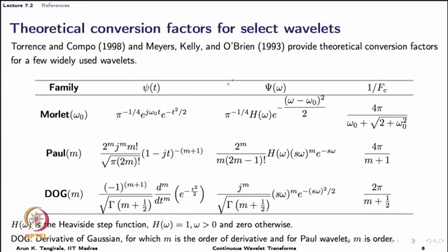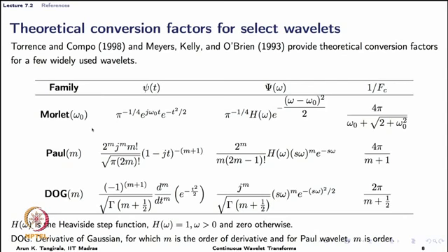Now, it is possible to theoretically compute the center frequency, as I mentioned early on in this lecture, for a few wavelets, and this was reported by Meyers et al. in 93 and then again by Torrence and Compo in 98 in their very nice papers on practical use of wavelet analysis in the respective domains, particularly in meteorological data analysis. So, I am reporting these results as was reported by Torrence and Compo for 3 families of wavelets known as the Morlet, the Paul and the derivative of Gaussian.